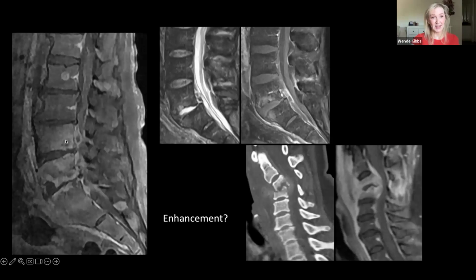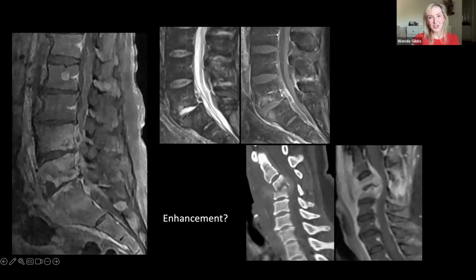And so you can obviously see it's infected. You can see there's enhancement within the bone. This is an epidural abscess because it's marginally enhancing, centrally non-enhancing. So epidural abscess there, probably down here too. But you can see there's no enhancement whatsoever in the discs. And maybe you just say that's osteomyelitis, but I think it's still discitis osteomyelitis regardless.